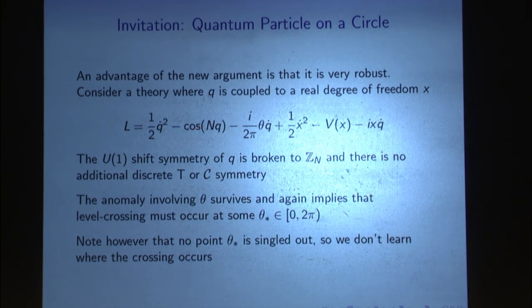Sorry, you mean more generic than cosine? Is that what you're asking about? Yeah, so it's important, in order for the argument to work, that there's still a Z_n symmetry. If you remove the Z_n symmetry by writing something completely generic, then the argument won't work. And in fact, there is, in general, no level crossing.